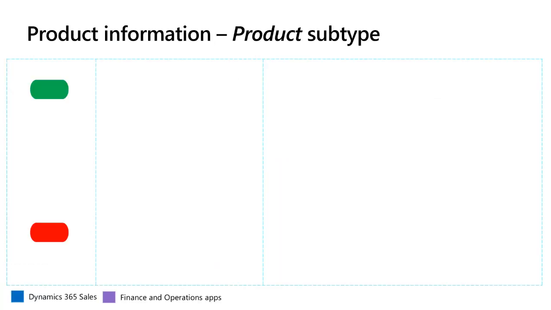So from a product information management perspective, in finance and operations, we have two different product subtypes. We have the product subtype, so these are distinct products when they're released. Or we have the product master subtype, so these, when they're released, are product variants. So think of a T-shirt that has different sizes and colors.